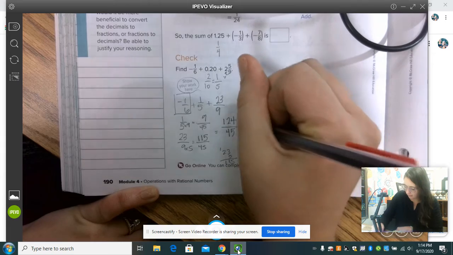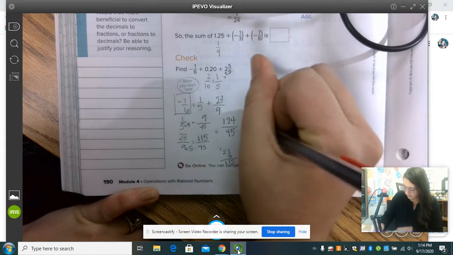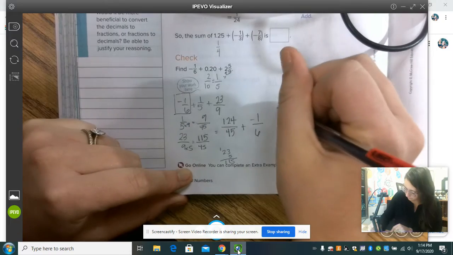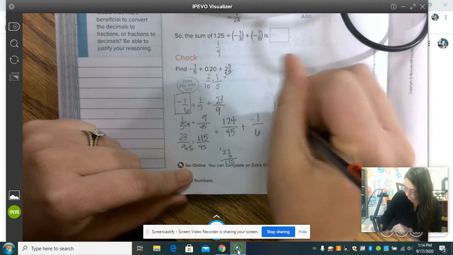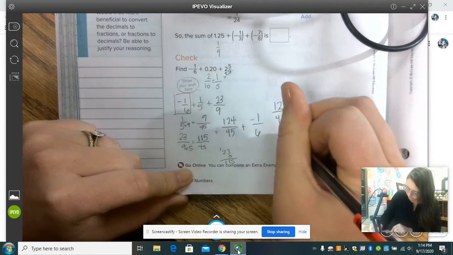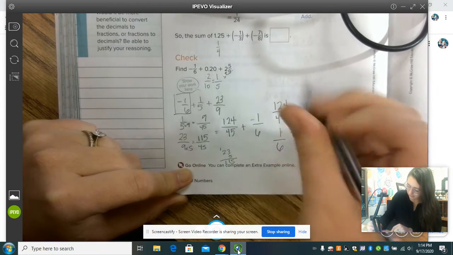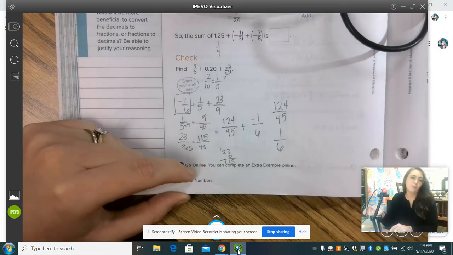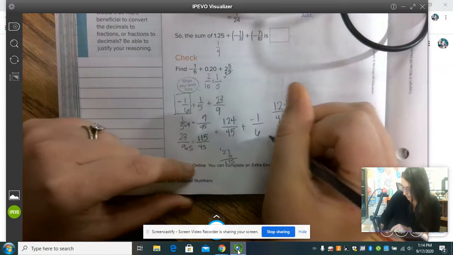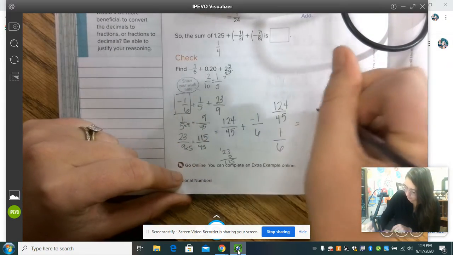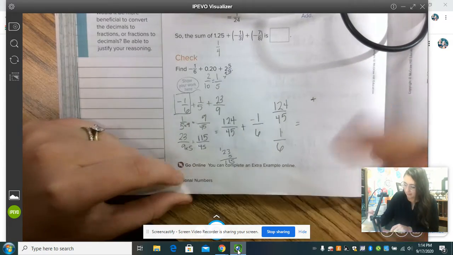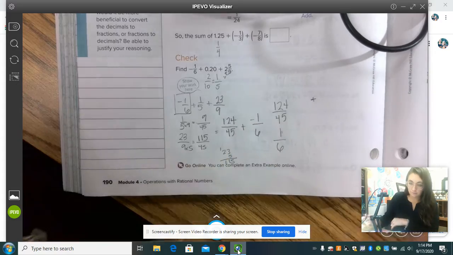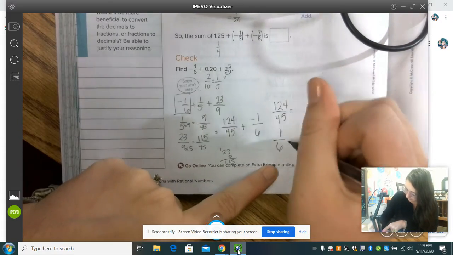Okay, now I'm going to add my negative 1/6. Okay, now this is a tough problem. I know that this is bigger because it's improper. It means it's bigger than 1, and 1/6 is less. Okay, so my answer is going to be positive. I am, however, going to subtract because my signs are different.